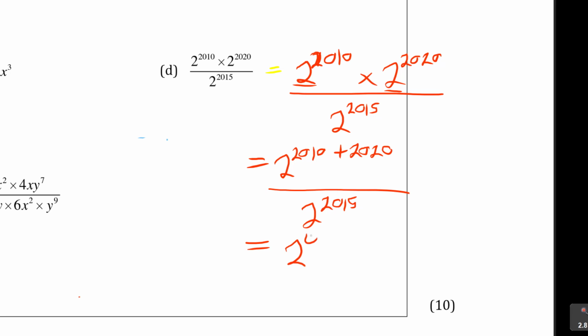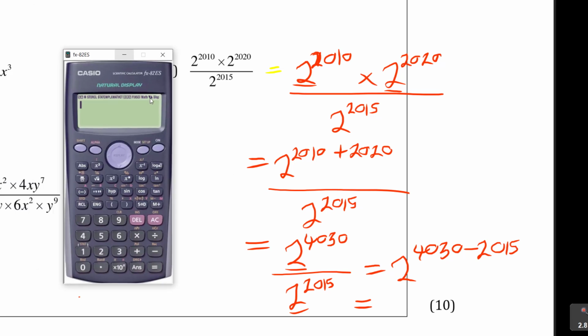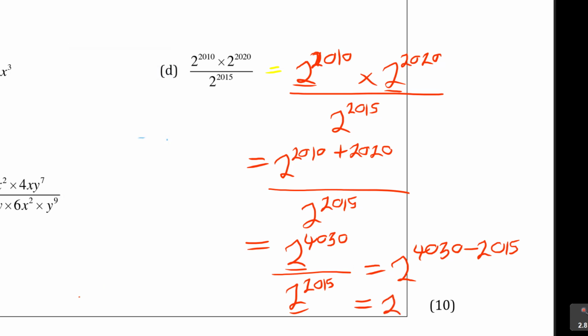It is 2 to the power 4030 over 2 to the power 2015. Now same base, division, you know what to do: 2 to the power 4030, because it's division, now it's minus 2015. Are you seeing that? Because you have to subtract. Why? Because it was the division at the bottom. So you say 4030 minus 2015 equal to 2015. So your answer becomes 2 to the power 2015.